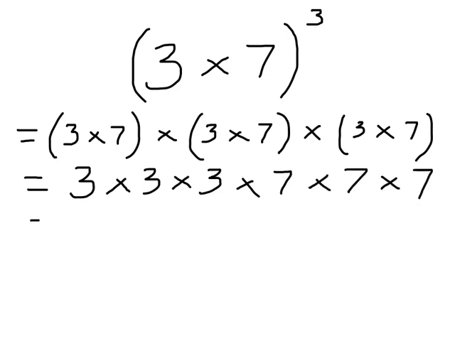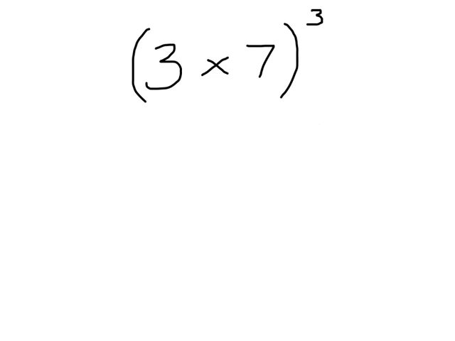Now if we simplify this into index form, 3 3's we can represent as 3 to the power of 3 times 7 to the power of 3. And there we have raised the product to the power. So that's one way that we can simplify that one. So moving on to the next way that we can do it.